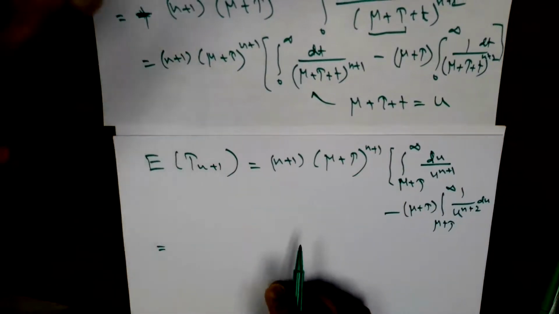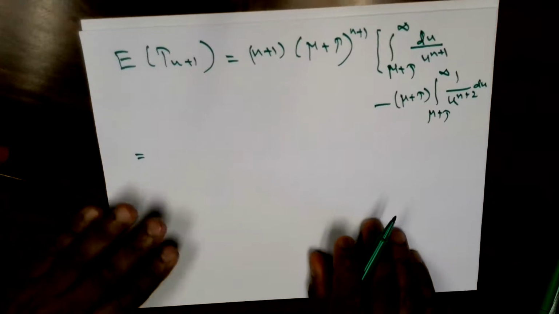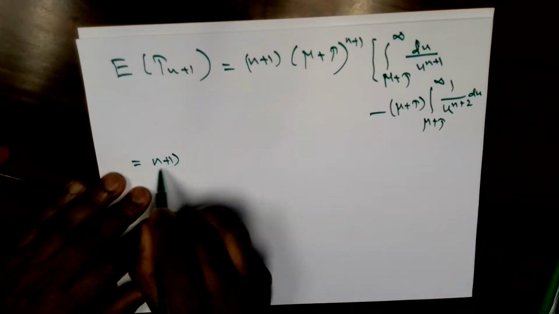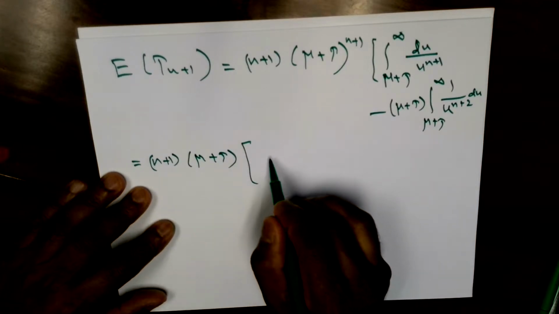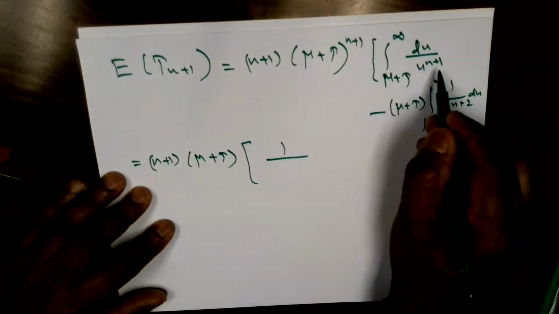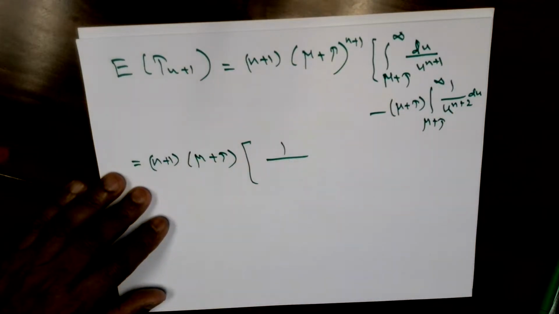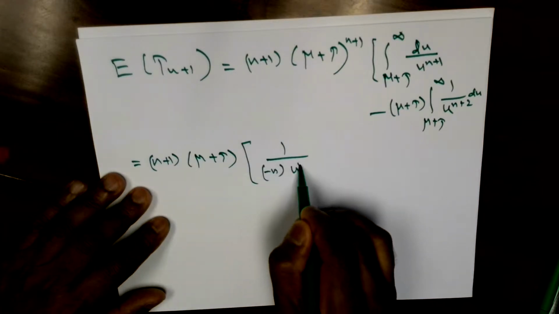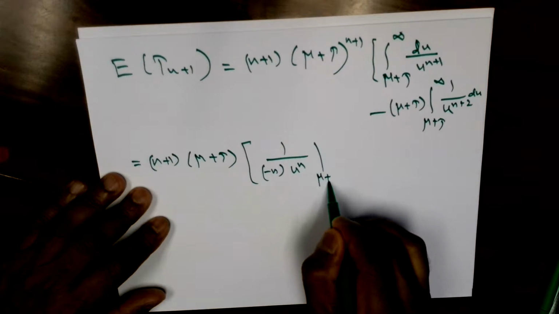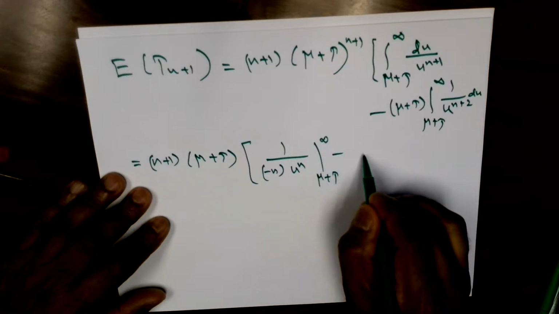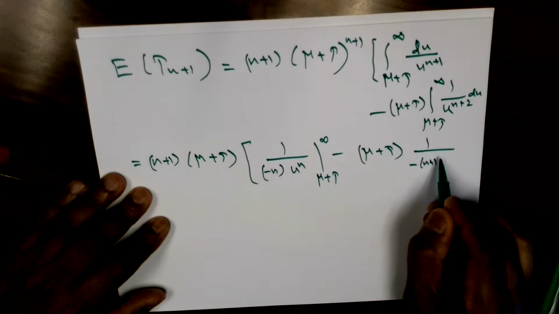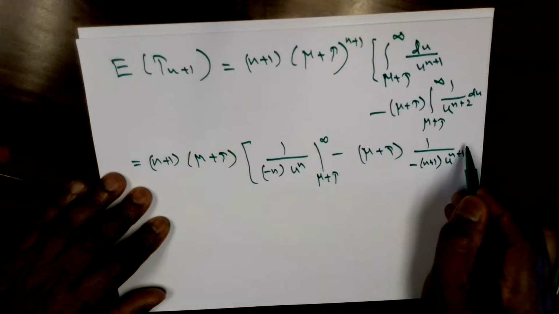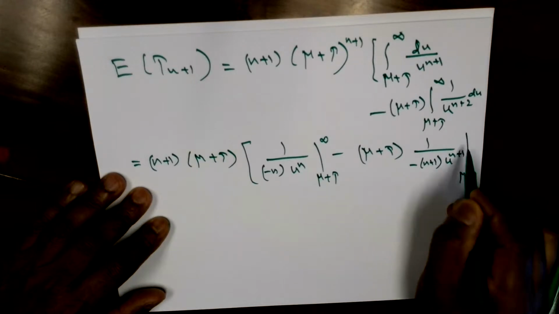So we can integrate each of these terms separately. This is n plus 1 times (mu plus tau) to the power n plus 1, and the integral is 1 over u to the power minus (n plus 1) plus 1. So that's minus n. So minus n, u to the power n, from mu plus tau to infinity, minus n plus 1, u to the power n plus 1 in the denominator, same limits, mu plus tau to infinity.